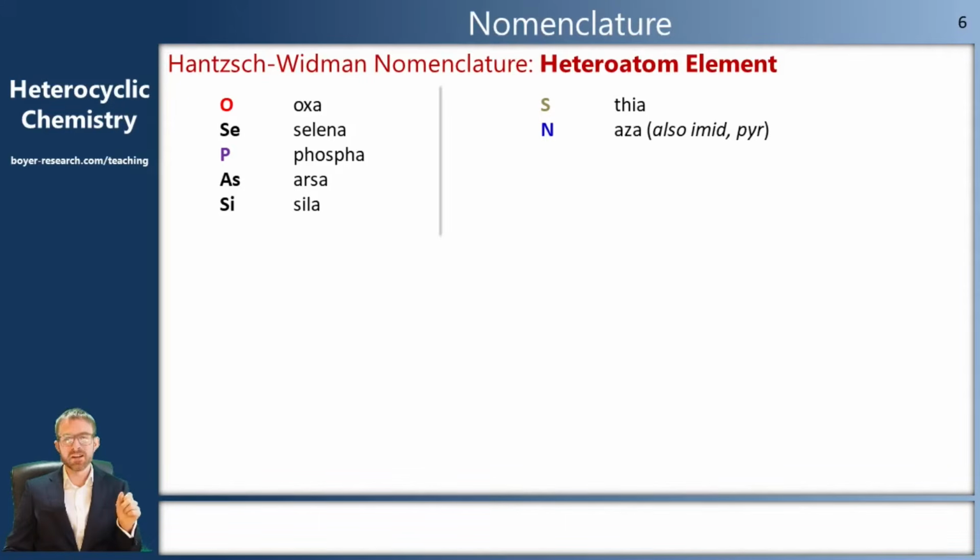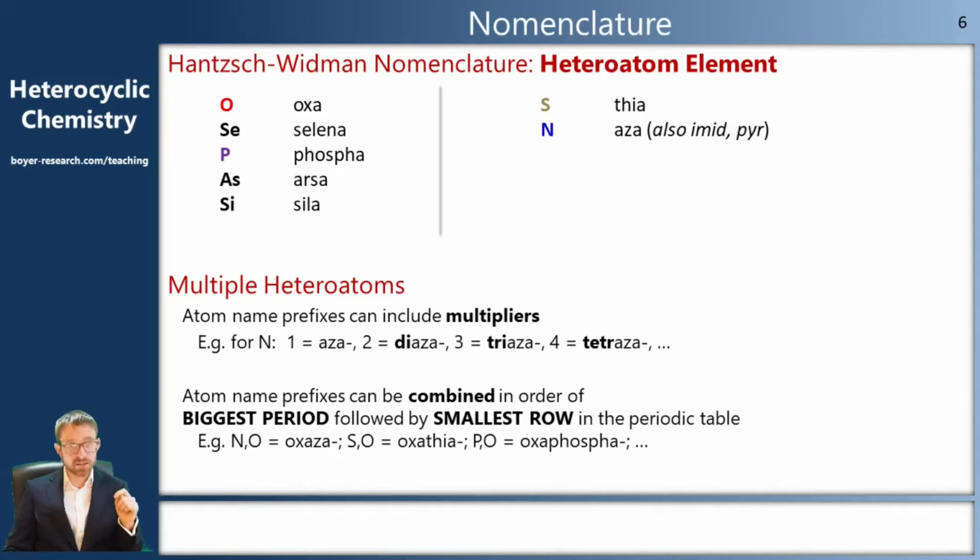Although, as you'll see, because nitrogen heterocycles are so important and prevalent, sometimes instead of aza, the prefixes imid and pyr are also used. If we have more than one heteroatom in the ring, then we can use multipliers to describe the system. So one nitrogen, for example, gives us an aza, but if there's two, it's a diaza. If there's three, it's a triaza. If there's four, it's a tetraza, etc., etc.